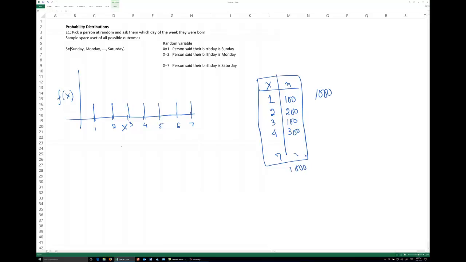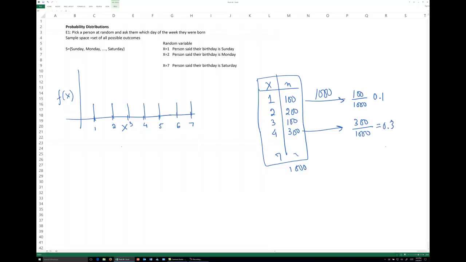Now remember the concept of a relative frequency that we had talked about very early on. In terms of probabilities, if this is the raw data that I collect, then the probability of a person being born on Sunday is 100 divided by 1000, which is 0.1. Similarly, the likelihood of a person being born on Wednesday is 300 divided by 1000, and that's equal to 0.3.